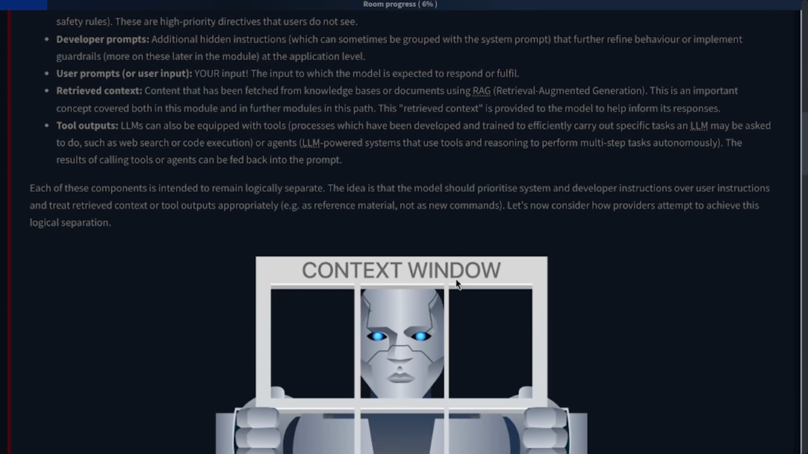And then we have tool outputs. LLMs can be equipped with tools, which are processes developed and trained to efficiently carry out a specific task for a large language model, such as web search or code execution. And agents are LLM-powered systems that use tools and reasoning to perform multiple steps autonomously. These are the tools equipped to the LLM, and the results of calling tools or agents can be fed back into the prompt, so the LLM can process them alongside it.